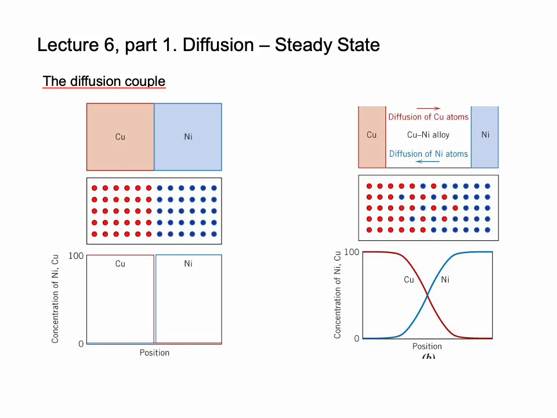Hello, this will be lecture 6. We're going to start talking about how we get point defects in the form of impurity atoms into a solid.